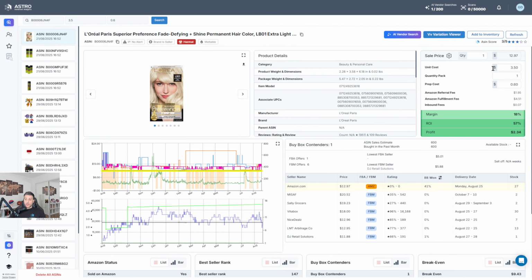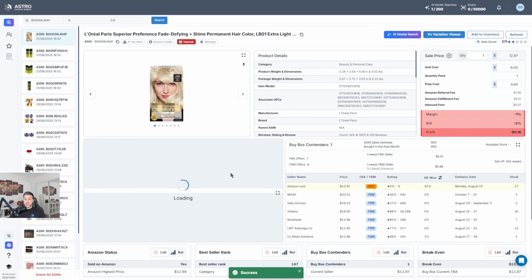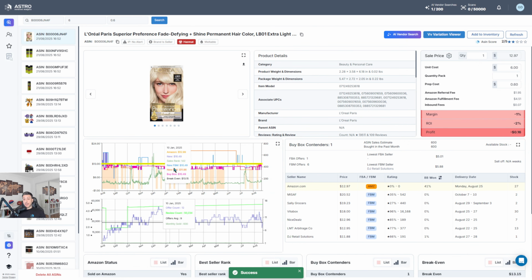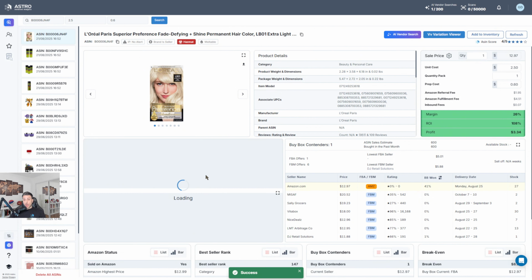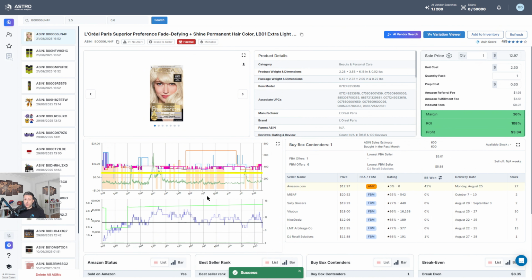If you adjust the price of this product, let's assume we buy it for $6 instead of $3, you'll notice that the break-even line jumps up higher, and it's above the buy box line. If we take it back down, let's assume we take it to $2.50, you'll notice it drops lower, and you can see that it's much more comfortable at this price.